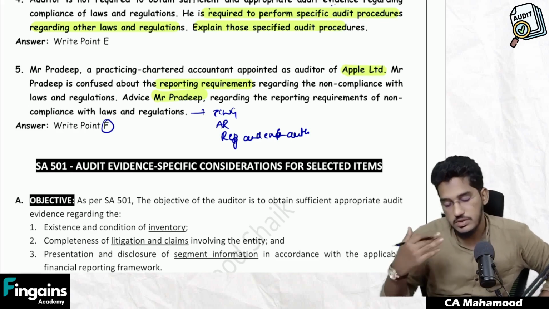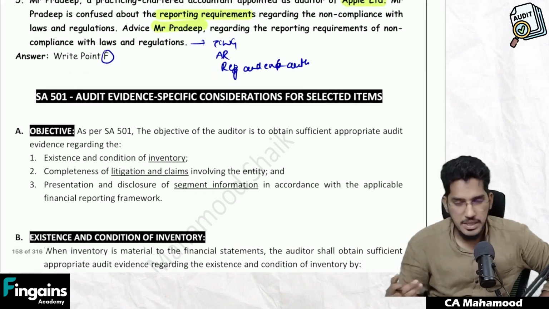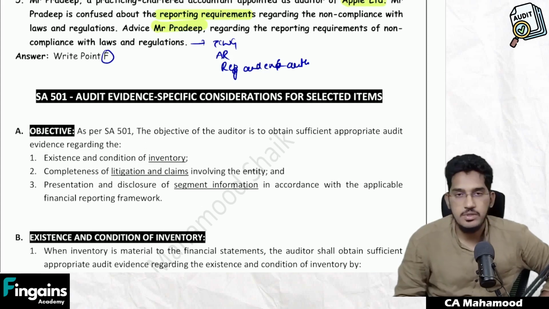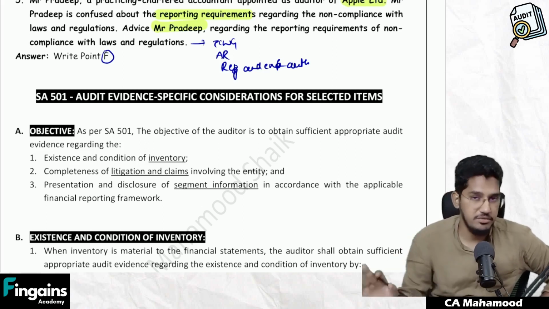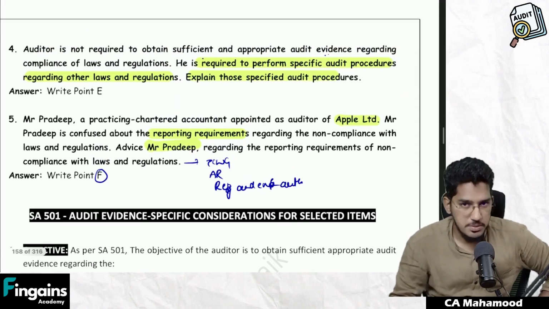Clear? So this is how the questions will be tested from standards. The more we start reading remaining standards and the more we solve the test your knowledge questions, you will automatically become familiar with how to answer the questions from standards on audit and how the questions will be framed. Hope in this session you were able to enjoy and understand the concept of the standards.